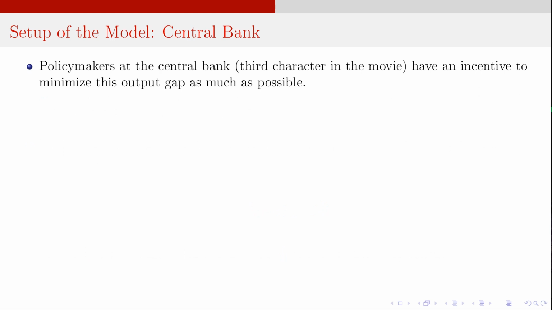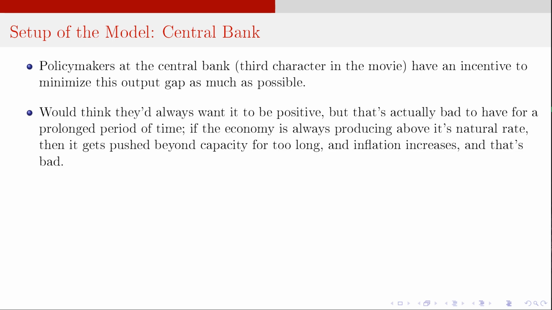So policymakers at the central bank, who's going to be the third character in this movie, have an incentive to minimize this output gap as much as humanly possible. Now, one might think they'd always want it to be positive, but it's actually bad to have this be positive for a prolonged period of time. If the economy is always producing above its natural rate of output, then it's going to get pushed beyond capacity for too long, driving inflation upward, and that's bad.